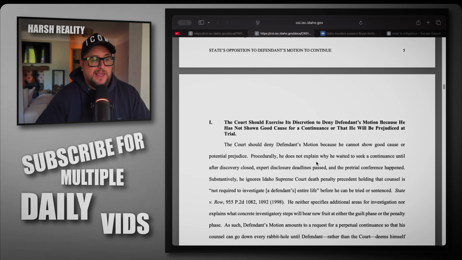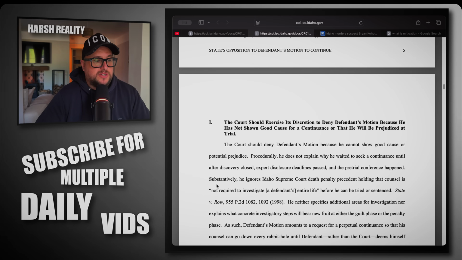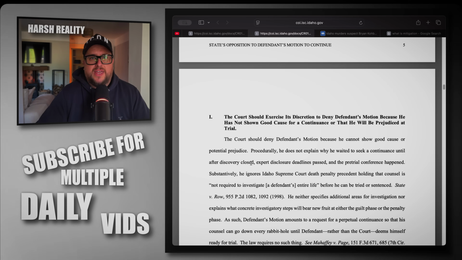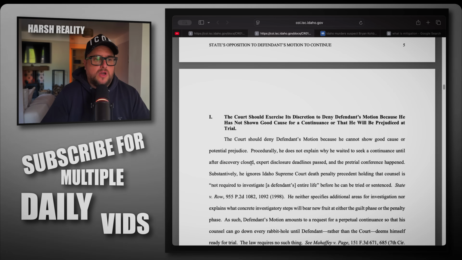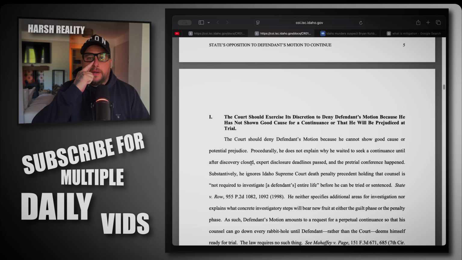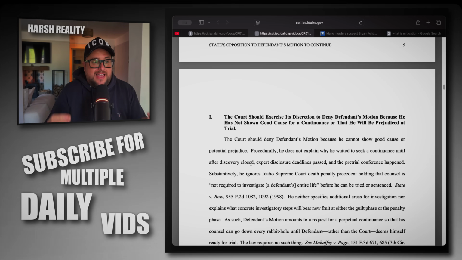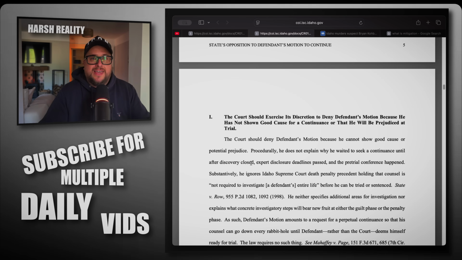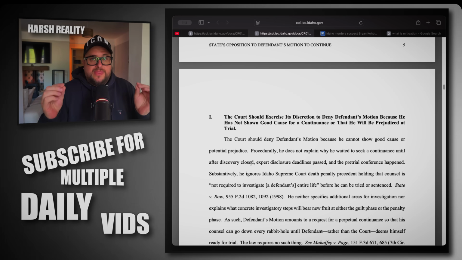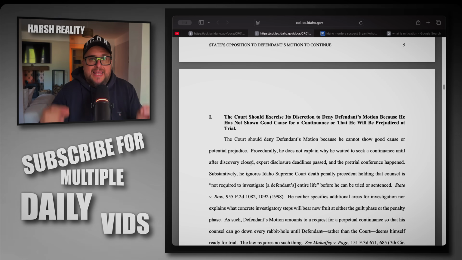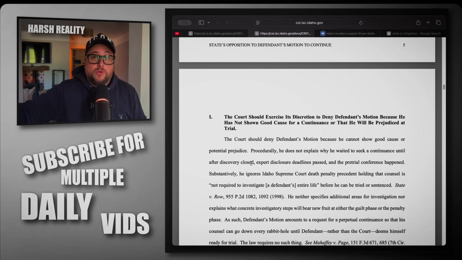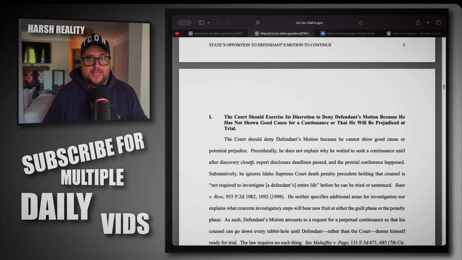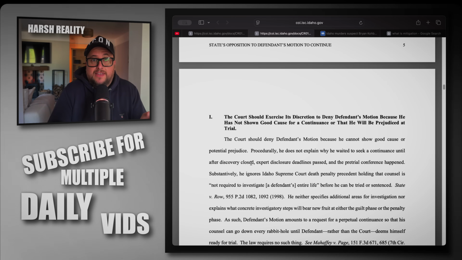Procedurally, he does not explain why he waited to seek a continuance until after discovery closed. But that's obvious why. They did it off the back end of the Dateline article going out, which proved that there was misconduct within the system. There was information leaked. Not as media will have you believe that there's a potential leak. There might be a leak. Oh, they're claiming there's a leak. There was a leak.